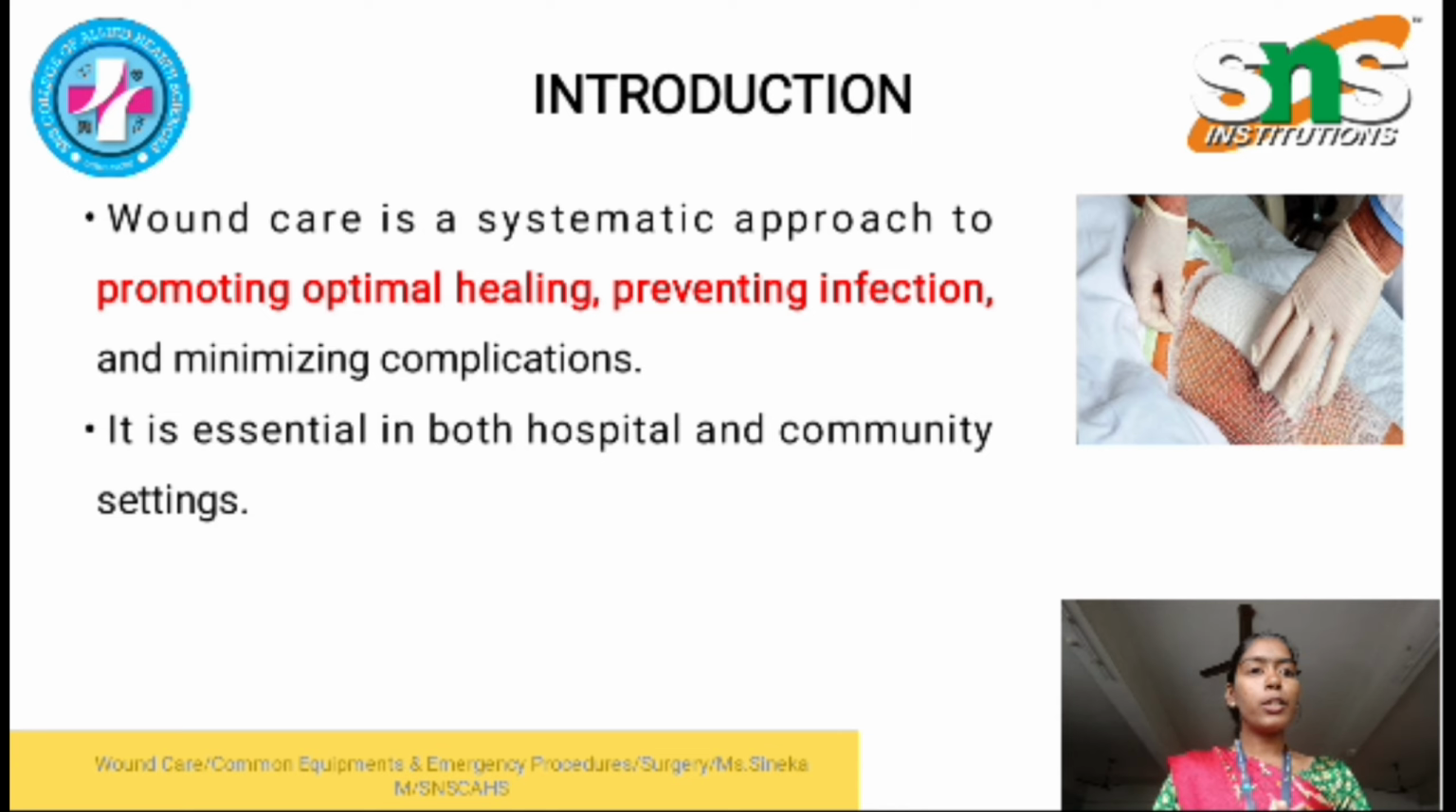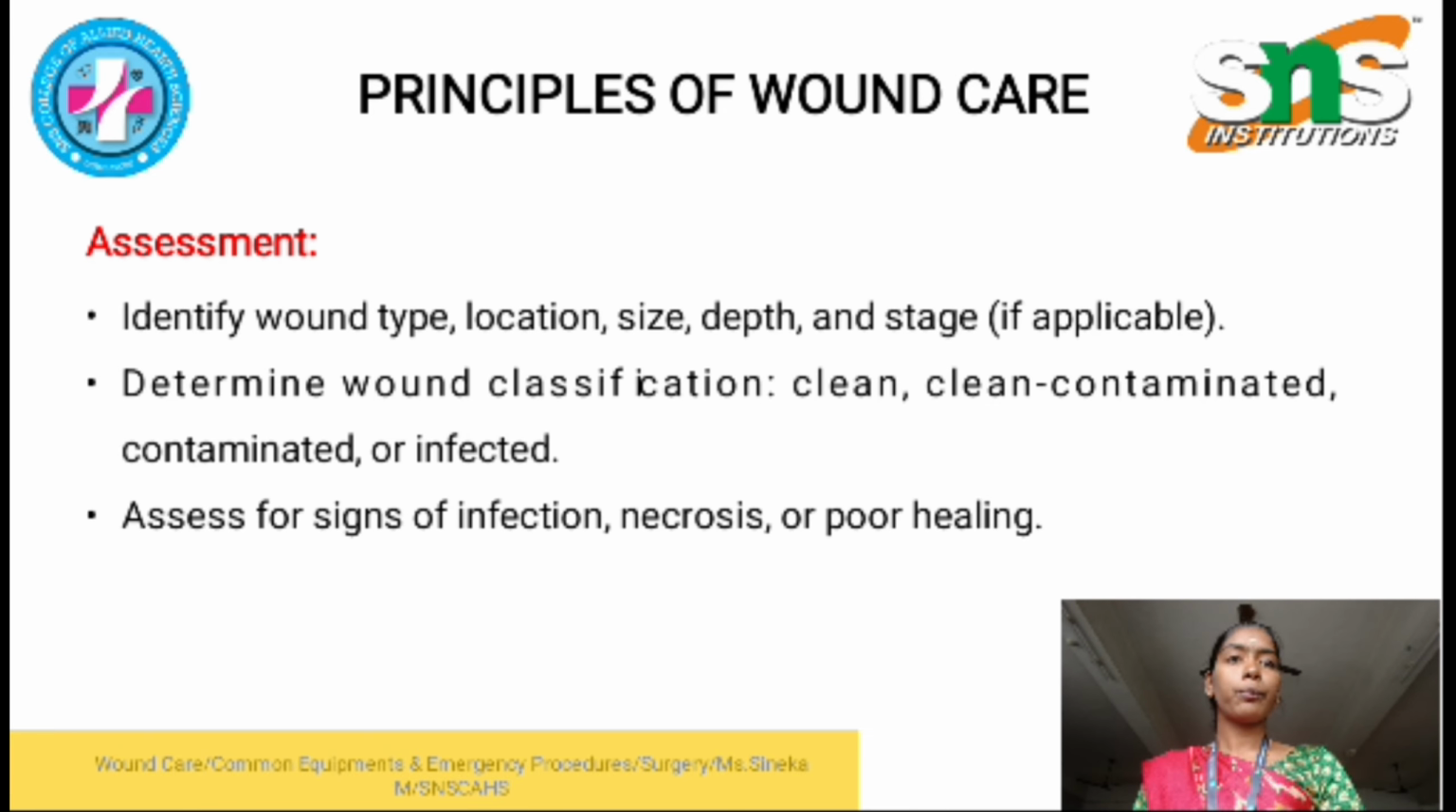We will see what is wound care. Wound care is a systemic approach to promoting optimal healing, preventing infection and minimizing complication. If we do not give proper wound care, the wound will lead to infection and further complications. So we have to minimize the complications and also risk. It can be done in both the hospital setup and also community health setting. Here is the image of wound care.